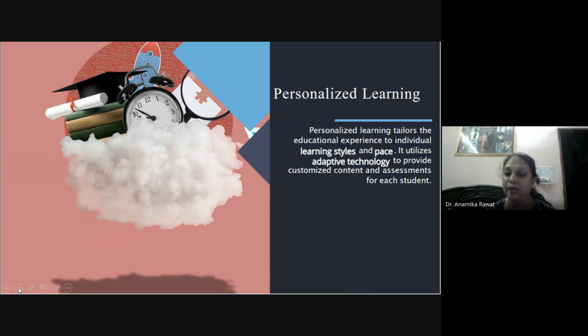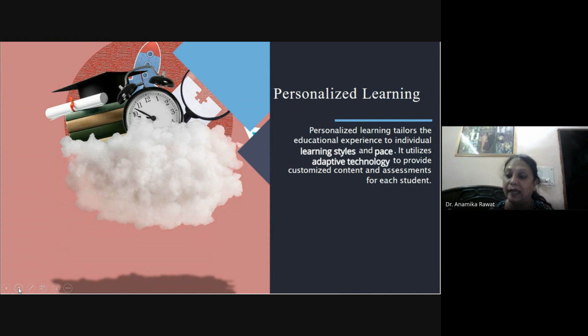As a faculty, as a teacher, as a mentor, I have to know which student wants to go where. What is the student's goal? Some want to open their business. Some want to become a good manager. Someone wants to go for higher studies. So we have to work on personalized learning. We have to categorize the students according to them and treat them according to their needs.